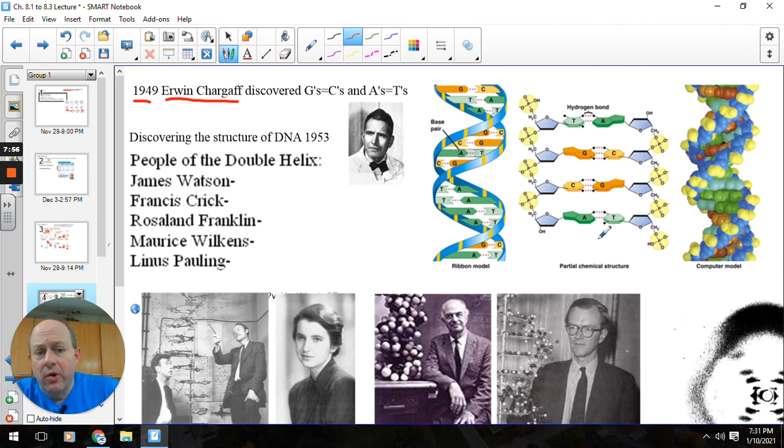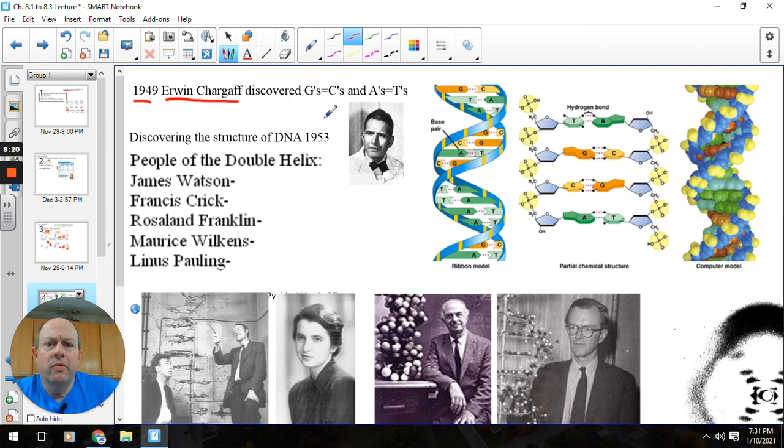Now we know with our hindsight that's because an A always matches up with a T. So however many A's you have in that DNA sample, you would have the same amount of T's. However many G's you have in that DNA sample, you would have the same amount of C's. And so that is what we know from our hindsight, but Chargaff didn't really understand why that was. He just knew it was.